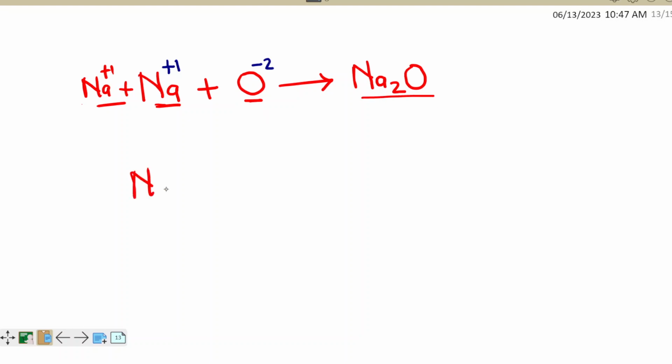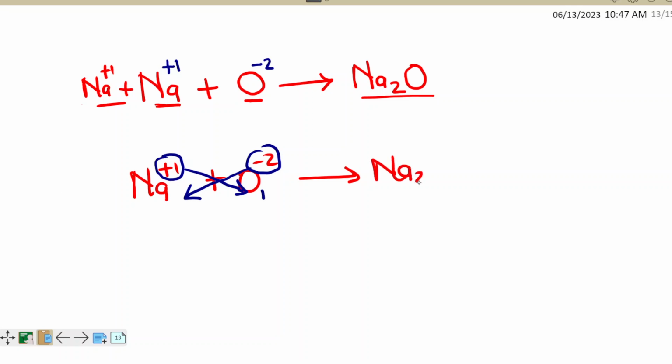But if this is difficult for you, just do this. Just take this one, put it here. Just take these 2, put it there. So it's like now you have Na2O. So it's the same thing.